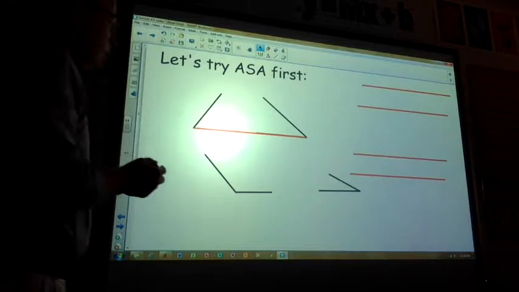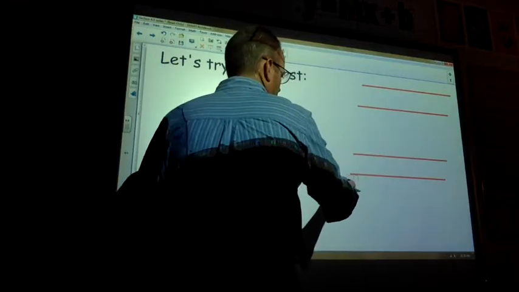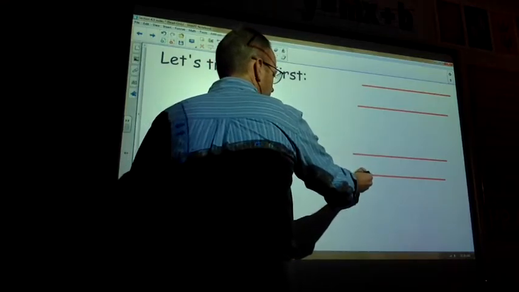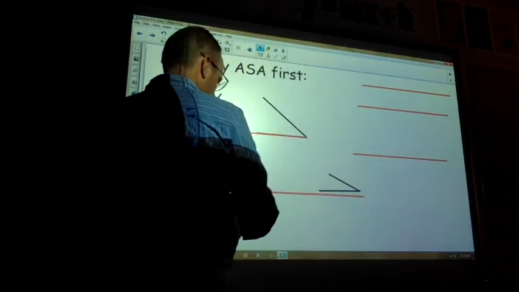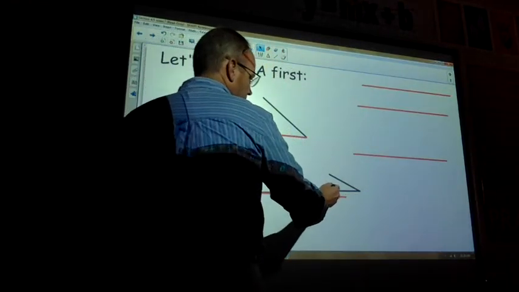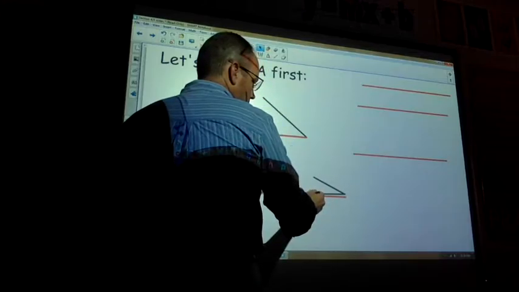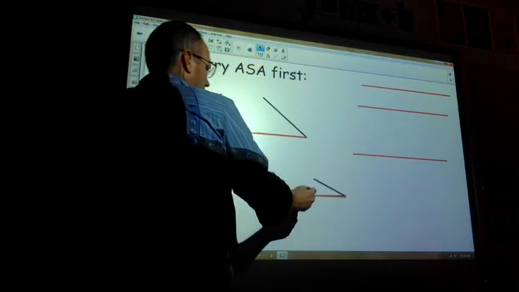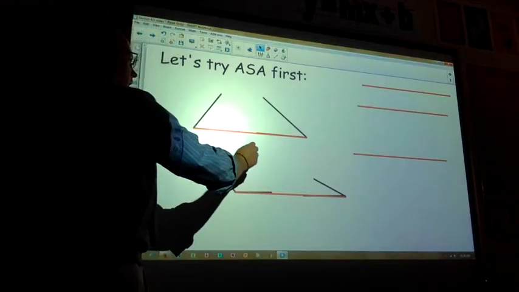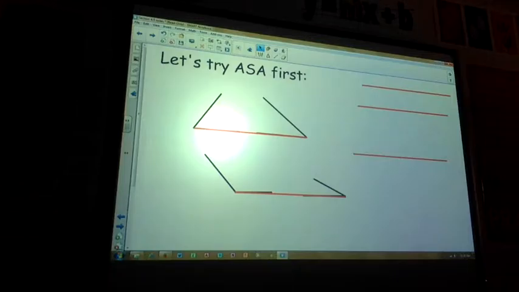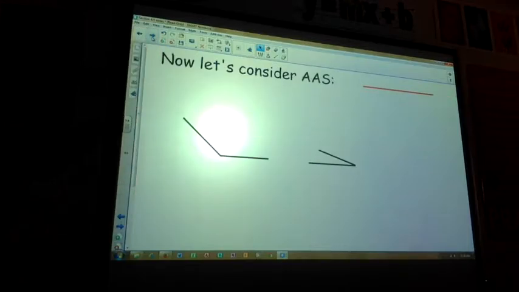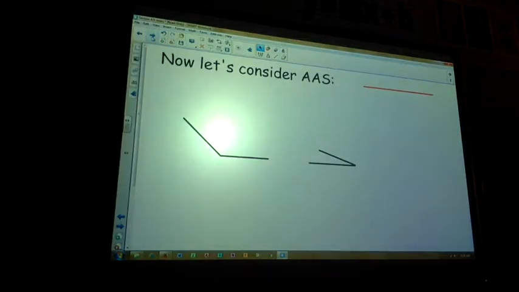And then an angle, side, and angle. So if I bring this one over, if I go here, bring that there, notice I could draw this line, and it eventually intersects with this line. So again, angle side angle allows these to work. I don't know why I have extra lines, but hey, it is what it is. Now let's consider angle angle side.